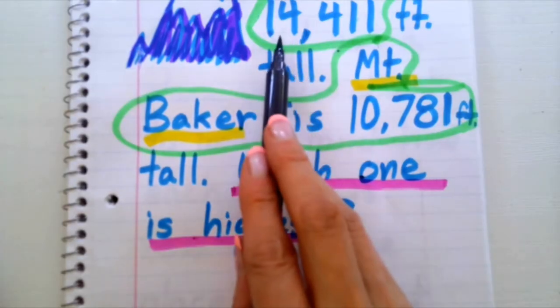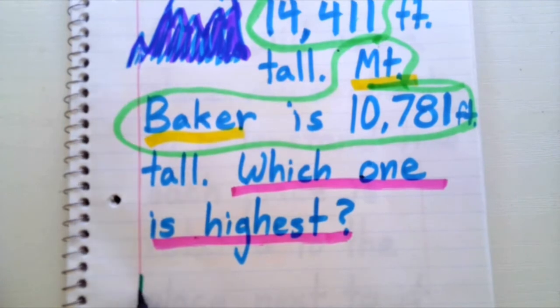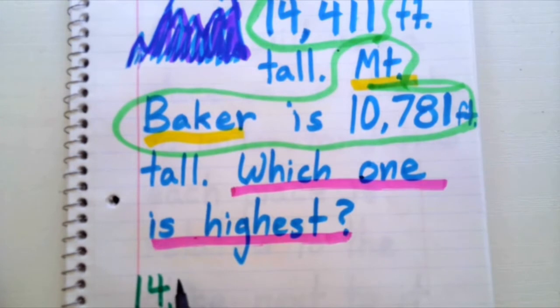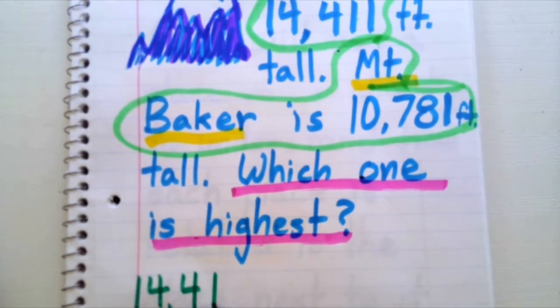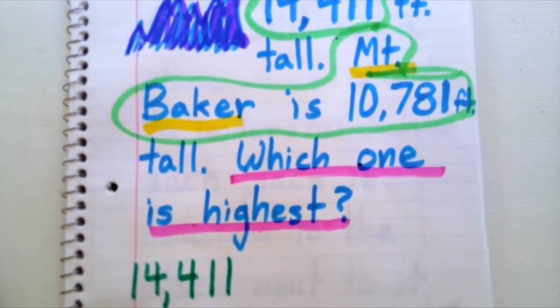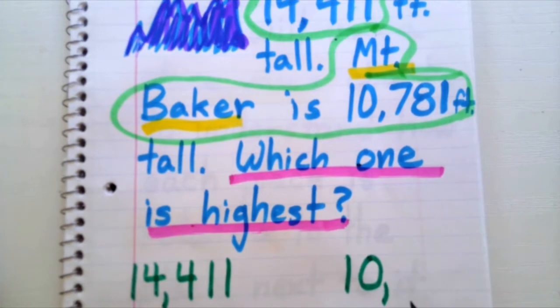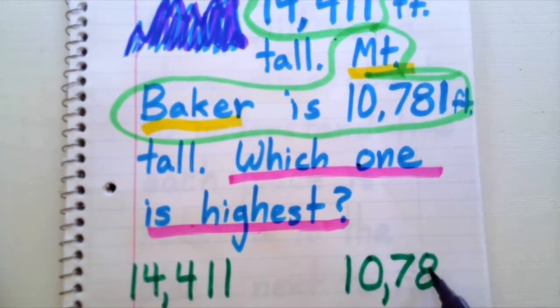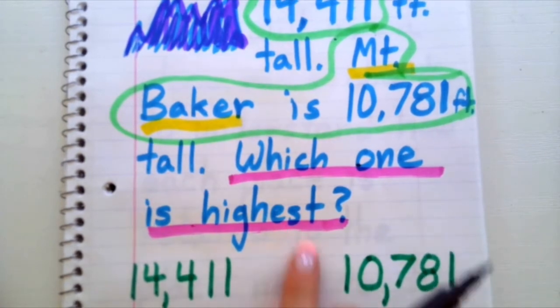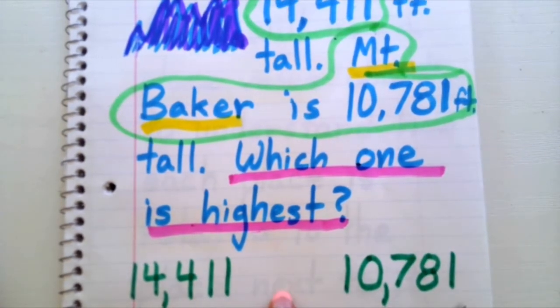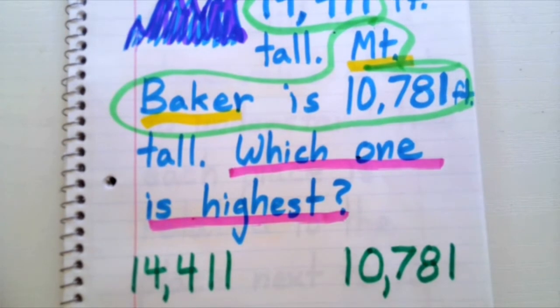The first number is 14,411. And the other number is, we'll write it over here, 10,781. This spot in the middle is where we will put our inequality symbol once we determine which number is biggest.